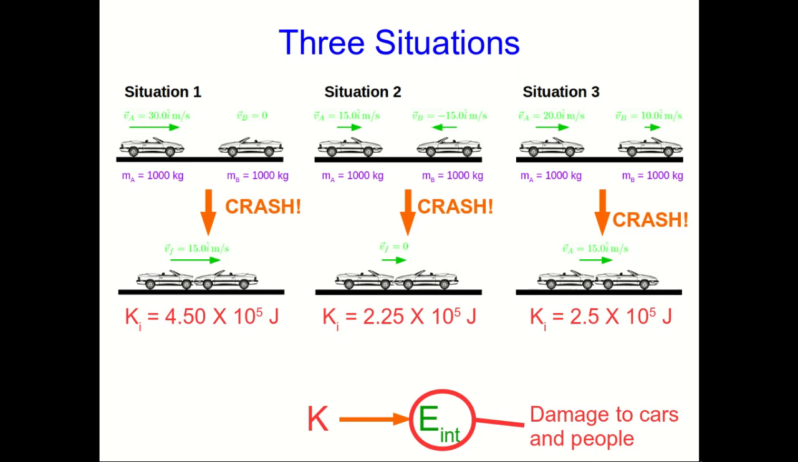In situations 1 and 2, the relative speeds, which intuitively ought to be the thing that really matters, are the same. And in situation 3, the relative speed is much smaller. It's only 10 meters per second. So we would intuitively think situations 1 and 2 would be the most dangerous and would be about equally dangerous, and situation 3 would be perhaps much less dangerous. If that's what you intuitively think, you're right.